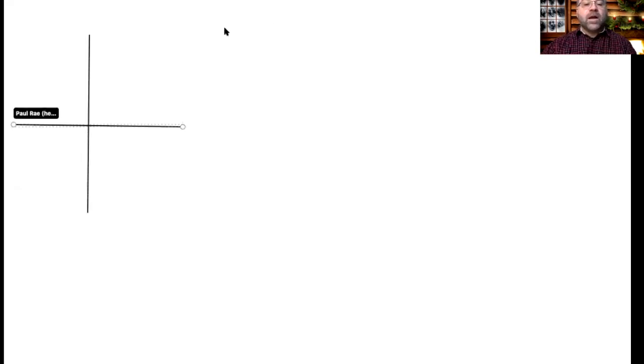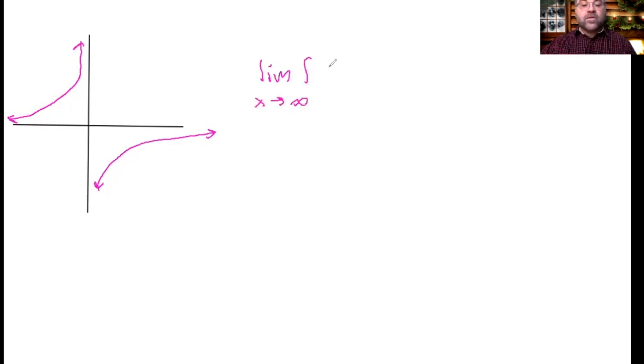If I have the old rational function, where we had the function coming up like this, approaching 0 as x got infinitely large, and then it had a behavior like this on the other side, approaching 0 as x got infinitely small, we called that a horizontal asymptote. And that's really what we're talking about here, at least for the first part of today: what is the behavior of our function as x approaches infinity?